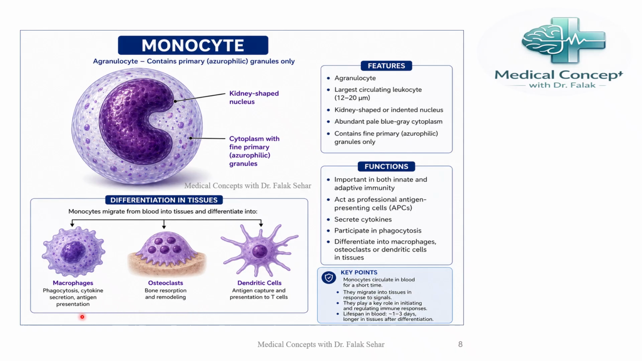Macrophages are powerful phagocytes that remove pathogens and dead cells. Osteoclasts are responsible for bone resorption and remodeling, while dendritic cells capture antigens and present them to T cells, thus linking innate and adaptive immunity. In addition to phagocytosis, monocytes secrete cytokines and function as professional antigen-presenting cells, making them essential regulators of the body's immune response.